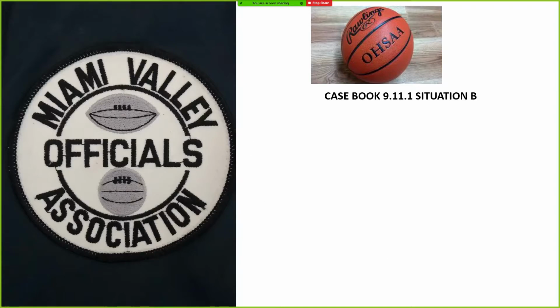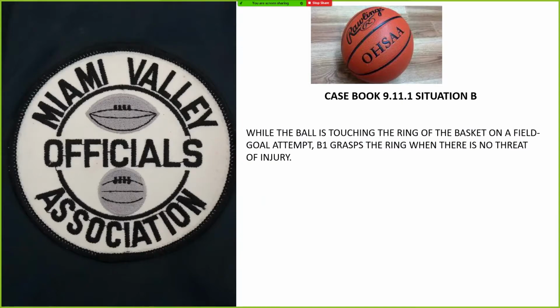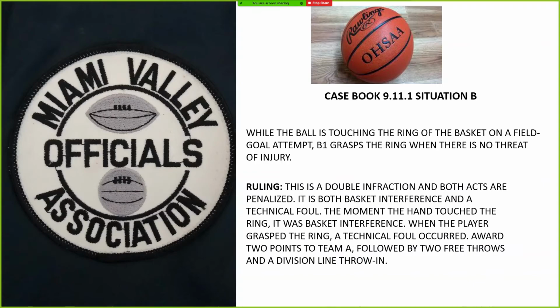Casebook 9.11.1 Situation B. While the ball is touching the ring of the basket on a field goal attempt, B1 grabs the ring when there is no threat of injury. Ruling, this is a double infraction and both acts are penalized. It is both basket interference and a technical foul. The moment the hand touched the ring, it was basket interference. When the player grabs the ring, a technical foul occurred. Award 2 points to Team A, followed by 2 free throws and the division line throw-in. Ruling 10-4-3. Now Toshka will help us make the call.